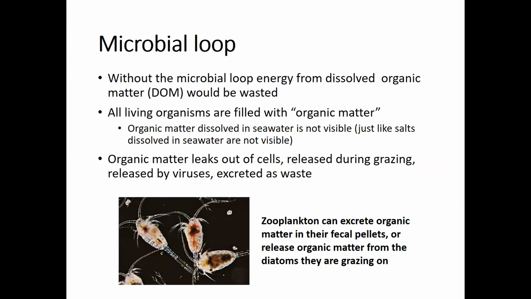So this organic matter is released from primary producers into the water. And even though we can't see it, we can measure it using different chemistry tools. So we call it dissolved organic matter because it's dissolved in the water. We can't see it. So a lot of organic material produced by primary producers is released to the water. It's dissolved in seawater. And the microbial loop recycles or uses that organic matter.